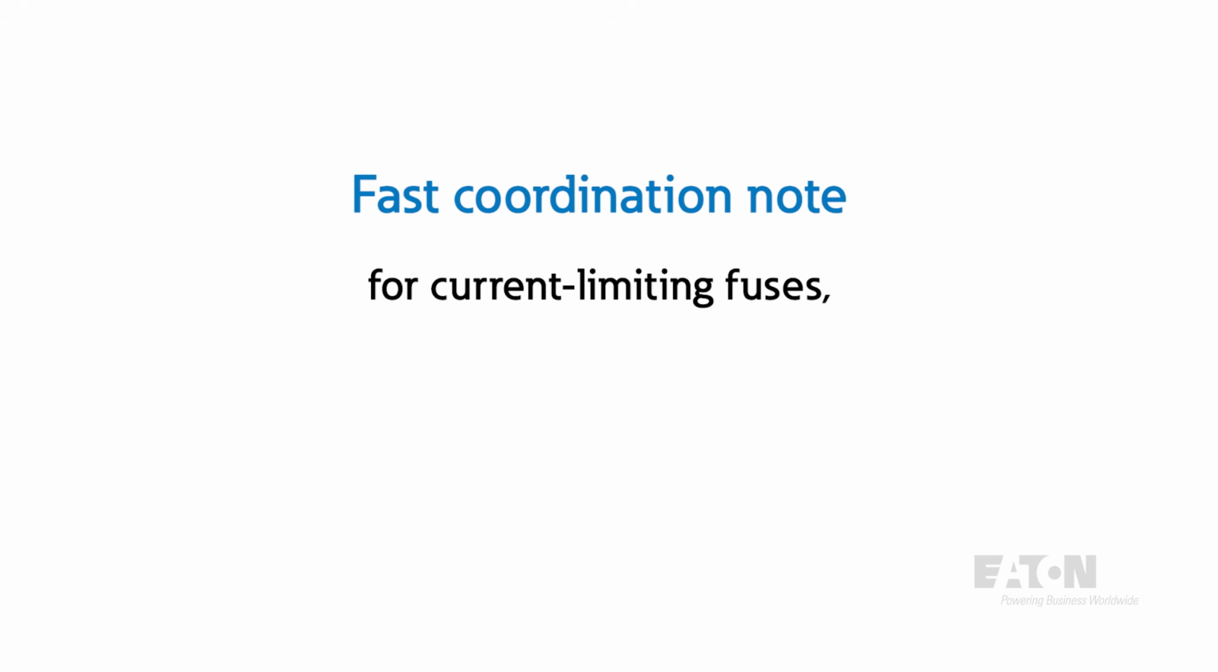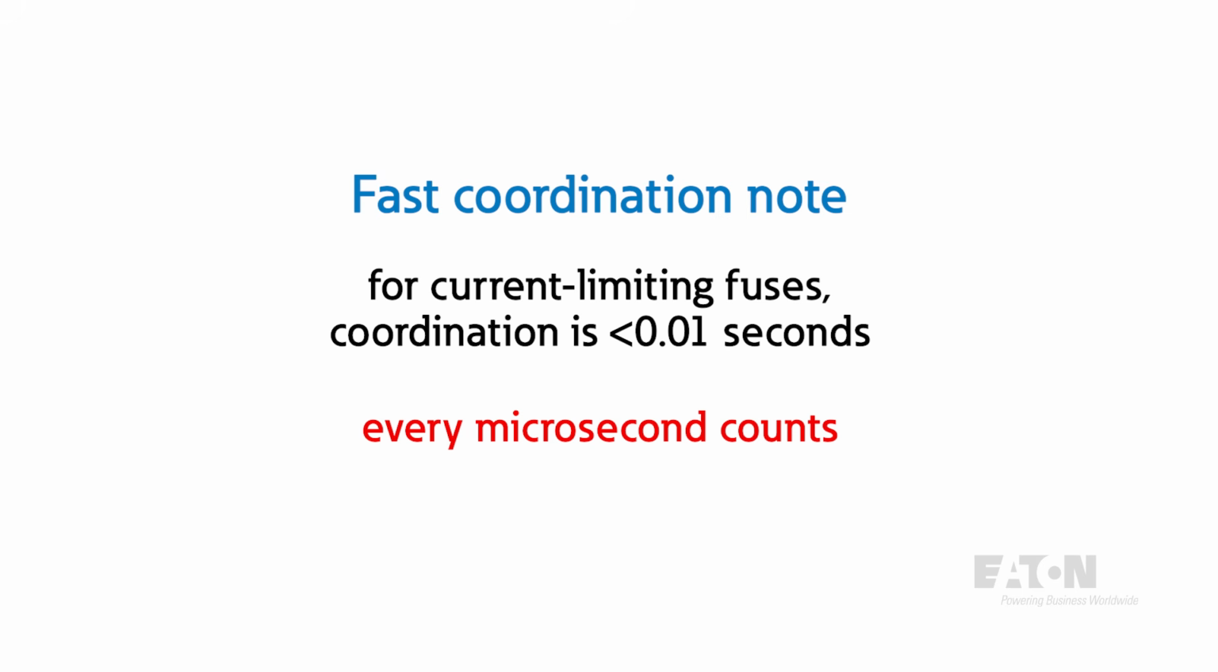For current-limiting fuses, coordination is even faster, under 0.01 seconds. Instead of TCCs, we use I²t energy values to ensure the downline fuse clears the fault before the upline fuse even begins to melt. It's a race against time, and every microsecond counts.